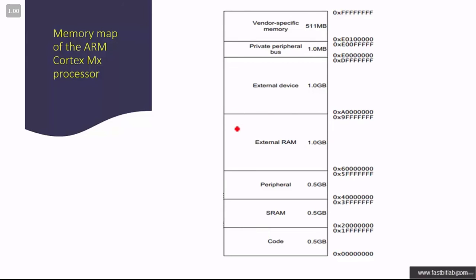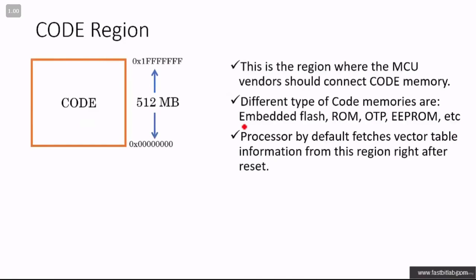Let's understand these regions one by one. Let's start with the code region. Code region of 512 MB. That means you can connect a maximum of 512 MB of code memory. That's huge, isn't it? Usually microcontroller vendors give internal code memory of 1 KB to 1 MB or 2 MB. That's the maximum actually. They usually don't give internal flash of 512 MB.